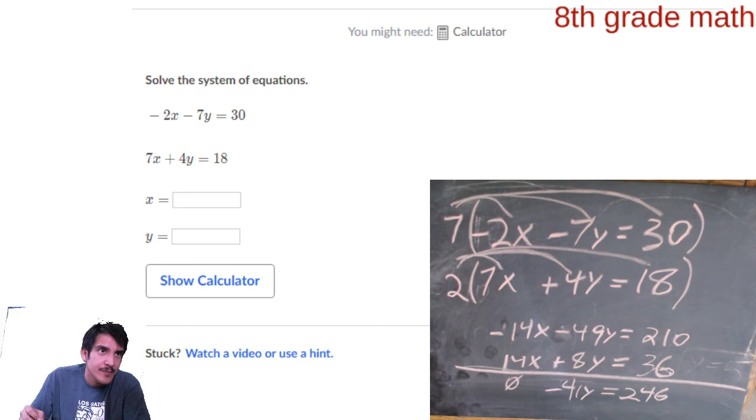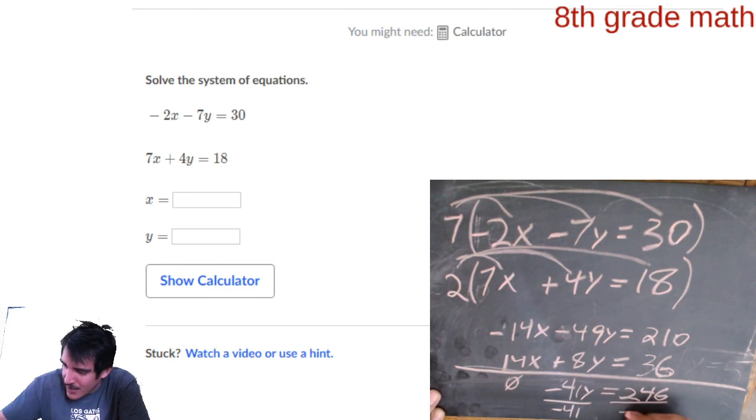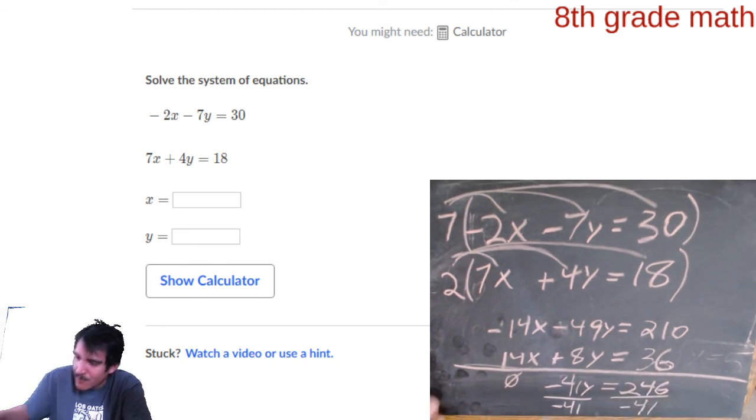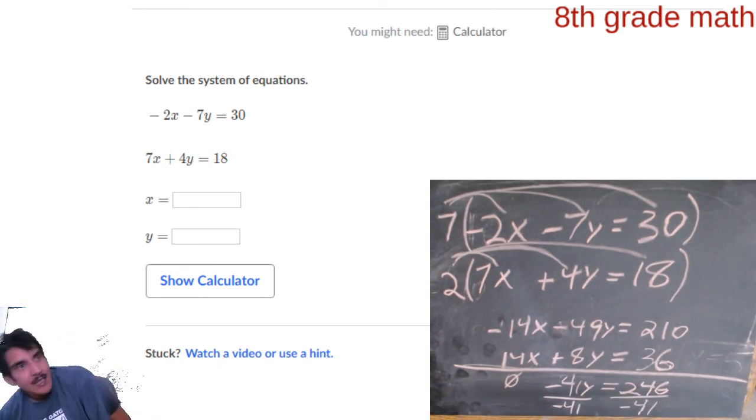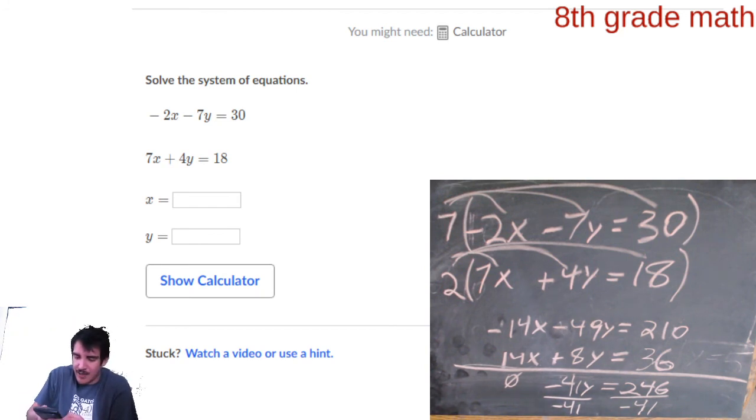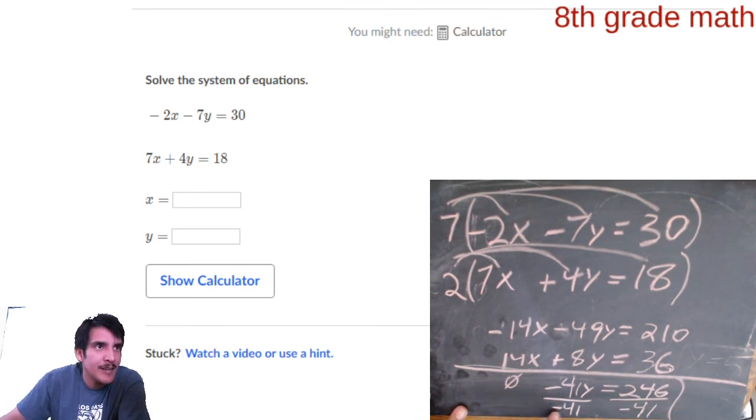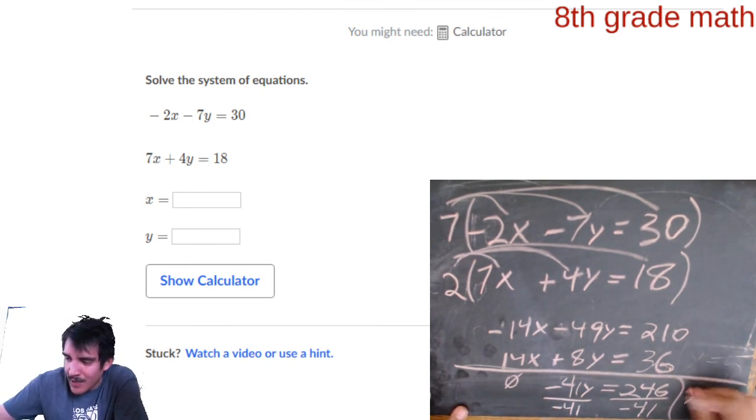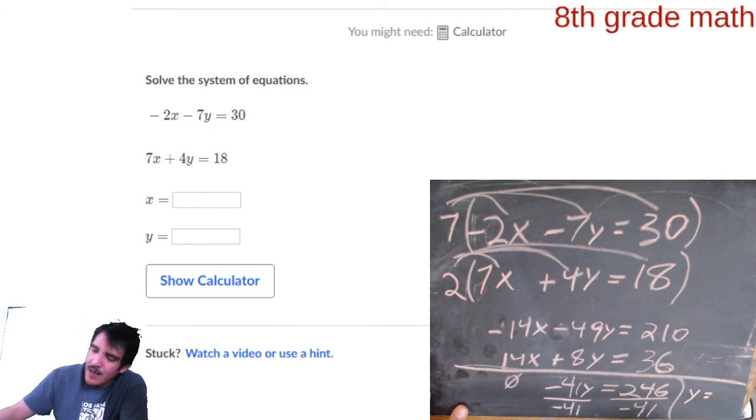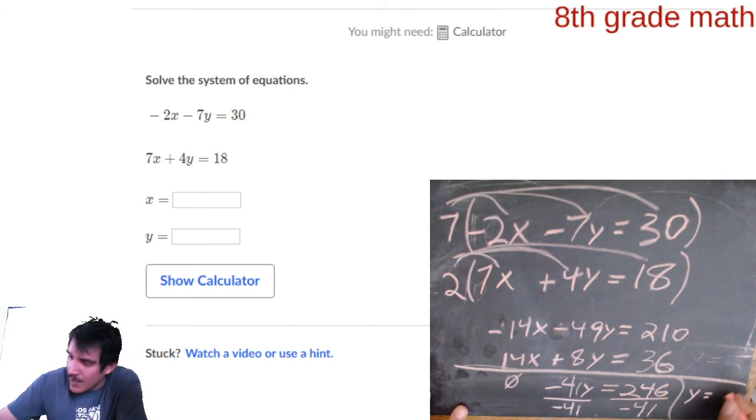Now, the numbers look big, but if you divide by negative 41 on each side, it looks like we will actually get an answer. Let's see, 246 divided by negative 41. That does get you a whole number. Negative 41y divided by negative 41 gets you 1y equals. When you divide this, you get negative 6.